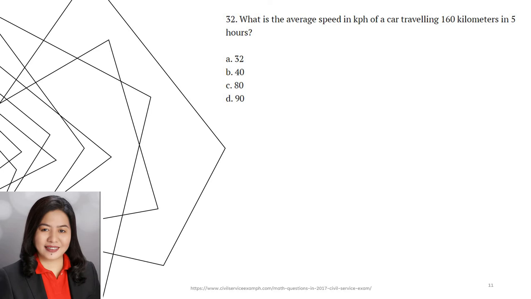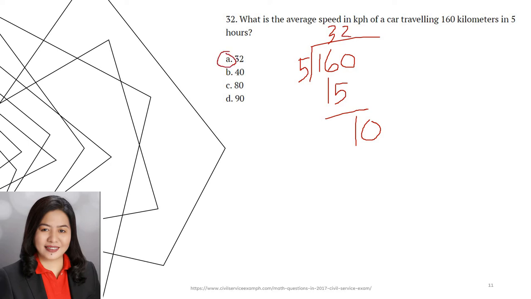Next, what is the average speed in kilometers of a car traveling 160 kilometers in 5 hours? So what we will be doing, we just have to divide 160 by 5. 16 divided by 5 is 3. That gives us 15. 16 minus 15 is 1. Bring down 0. And 10 divided by 5 is 2. So, that's 32. So, that's fast. Next number.